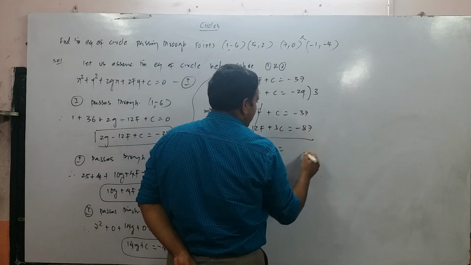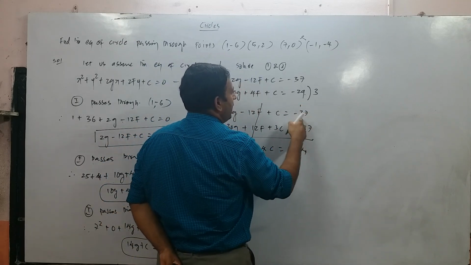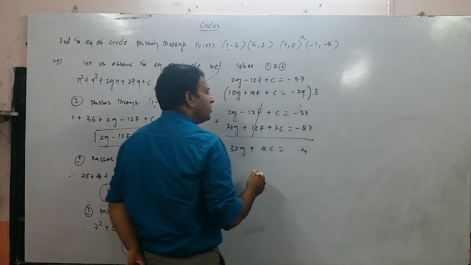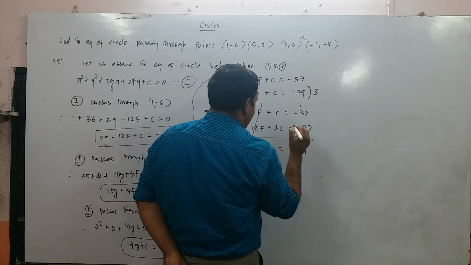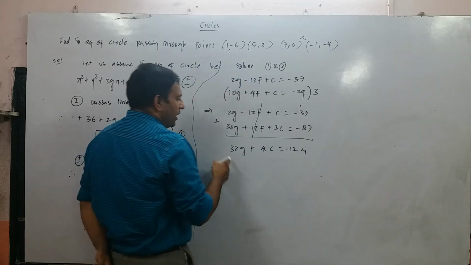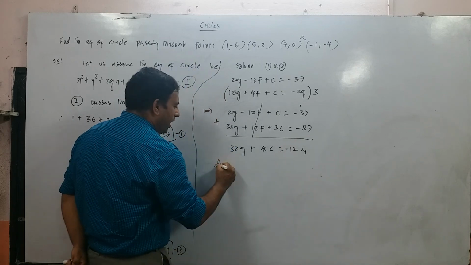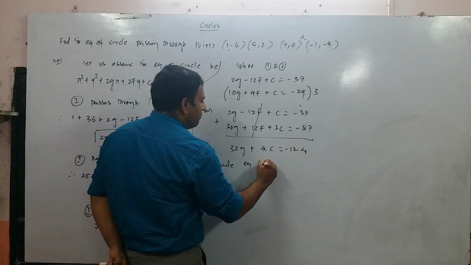Let us add. 7 plus 7 is 14, 1 carry. 8 plus 3 plus 1 is 8 plus 4, which is 12. So it is 124 with a negative sign. I think you can divide the entire equation by 4. I will say divide equation by 4 to make it simple.